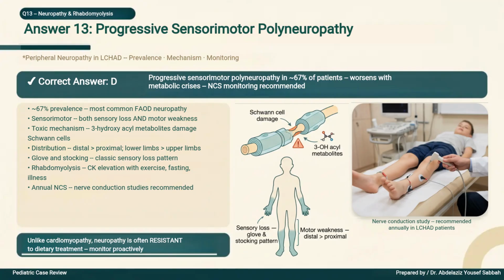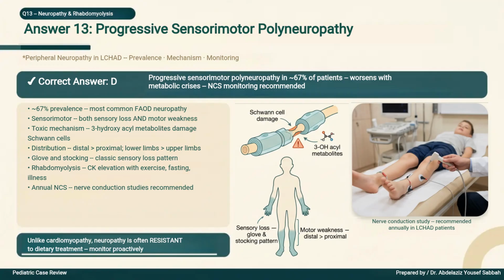The correct answer is option D, a progressive sensory motor polyneuropathy that affects roughly 67% of patients and worsens with metabolic crises. This makes it the most common neuropathy among the fatty acid oxidation disorders. It is sensory motor, meaning there is both sensory loss and motor weakness, so option B is wrong. The mechanism is toxic. The 3-hydroxyacyl metabolites damage Schwann cells.